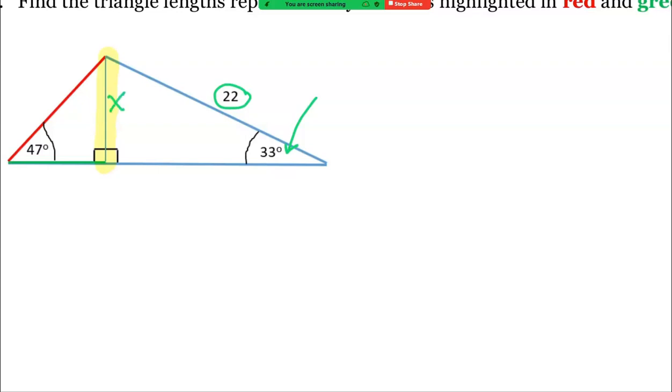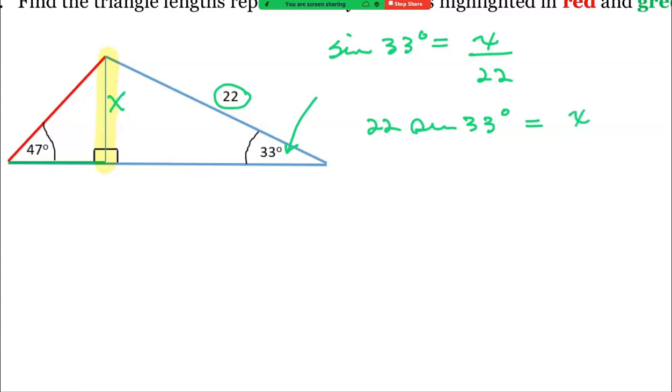I want the altitude, which is the opposite. So opposite and hypotenuse tells me to use sine. So sine of 33 degrees equals opposite over hypotenuse. And then I'm going to do my cross products, 22 times the sine of 33 degrees, and I end up putting that in my calculator, and I get the fact that my x will equal about 11.98.